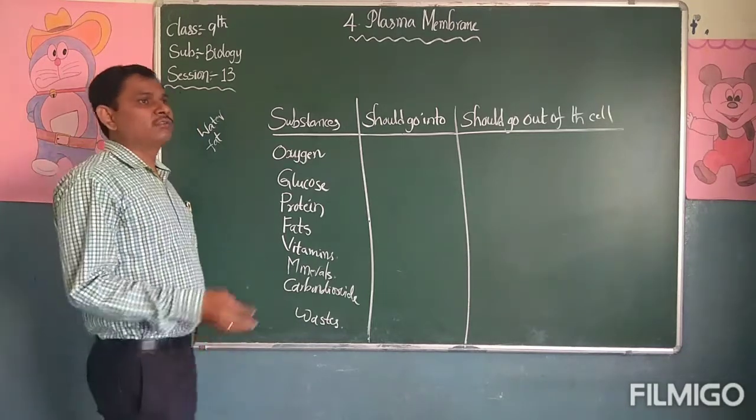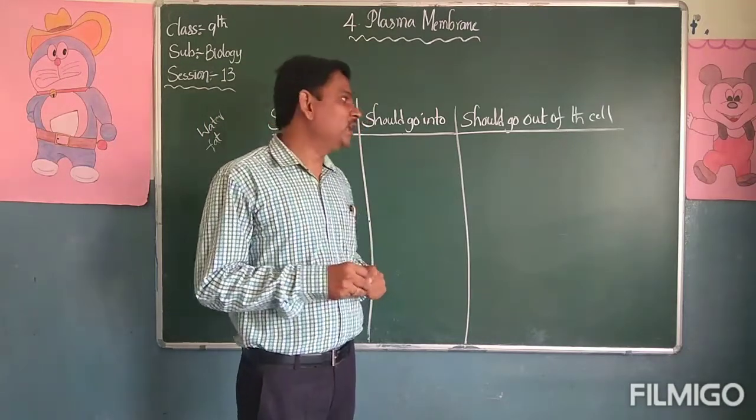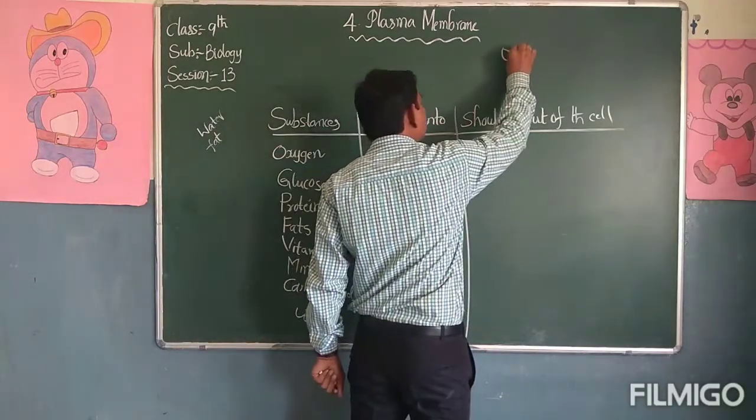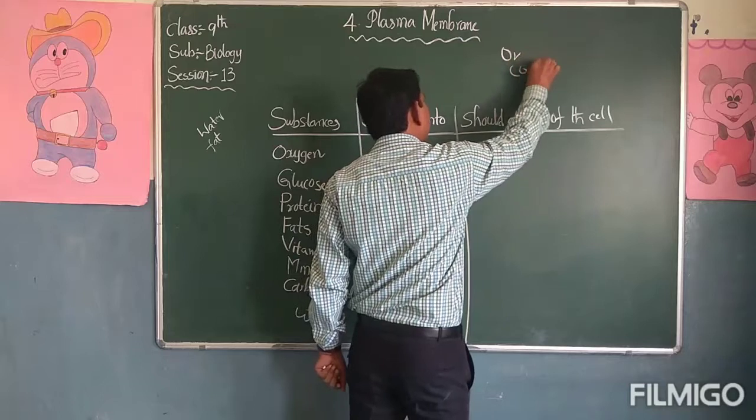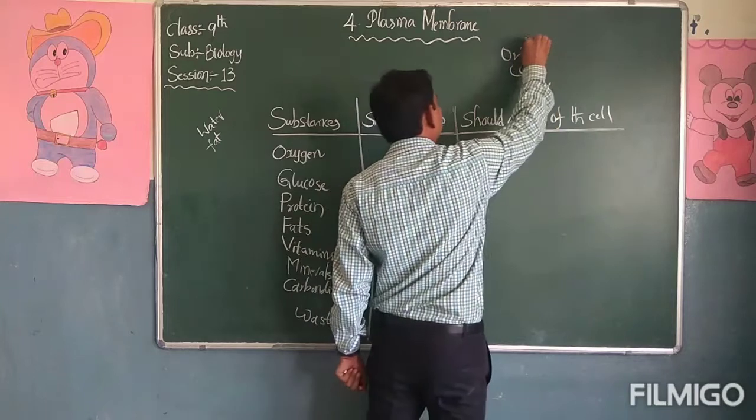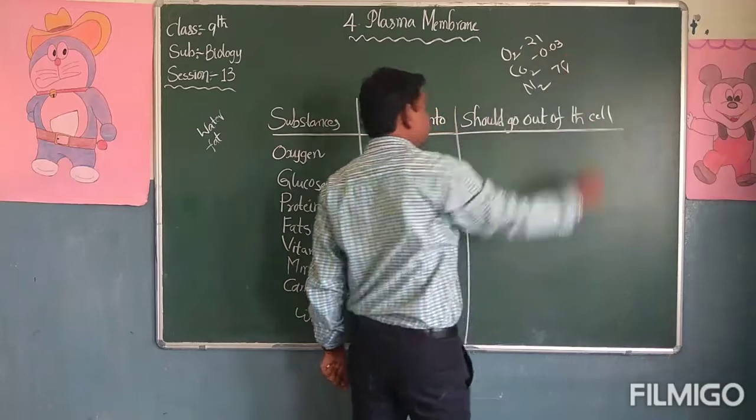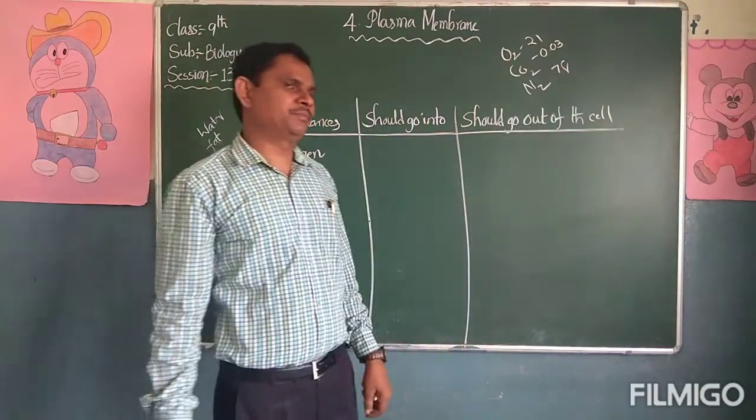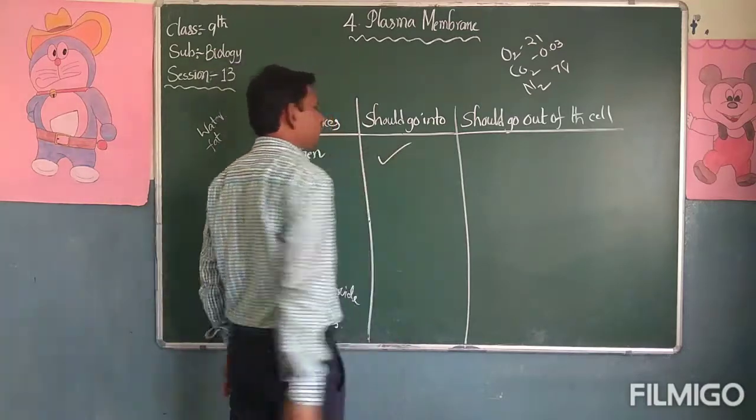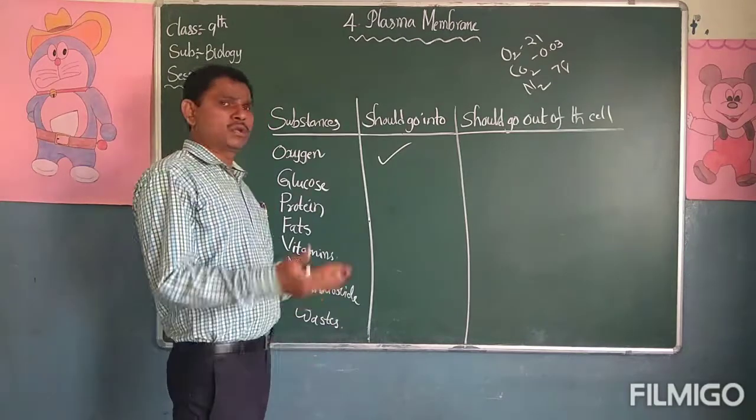Now, we are breathing. There are three gases entering into the lungs. One is oxygen, another one is carbon dioxide, another one is nitrogen. 21% oxygen, 0.0378% carbon dioxide is present in the atmosphere. When we breathe, oxygen enters into the cell.